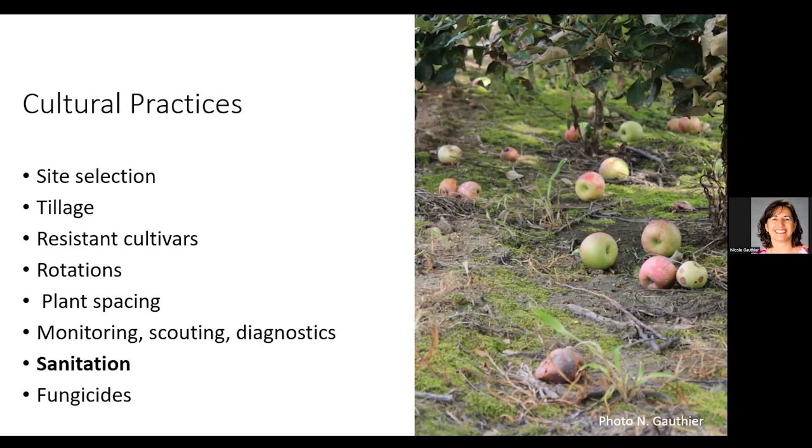So keep everything as clean as possible, just like you clean your house, just like we expect our hospitals and doctors' offices to be clean to prevent transmission. Think about it in the very same way with your orchard.